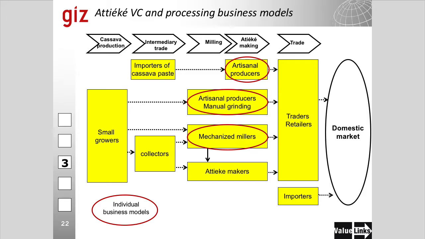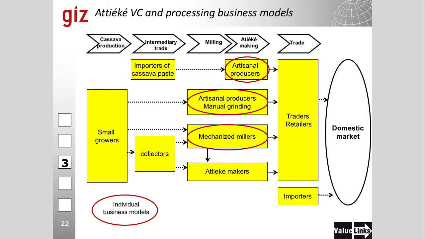So with the red circles, you find now types of companies, types of enterprises that engage in milling and attiéké making, and there are 3 of them. It starts with the artisanal producers who build on cassava paste that is imported, so no milling, and then sell attiéké through traders to the domestic market. Now, these artisanal producers rely, of course, on the importers of cassava paste. And sometimes there are limitations to how much is being imported, and also the price is, of course, relatively high.